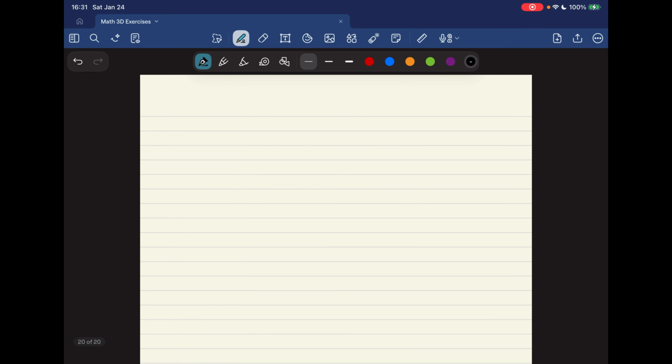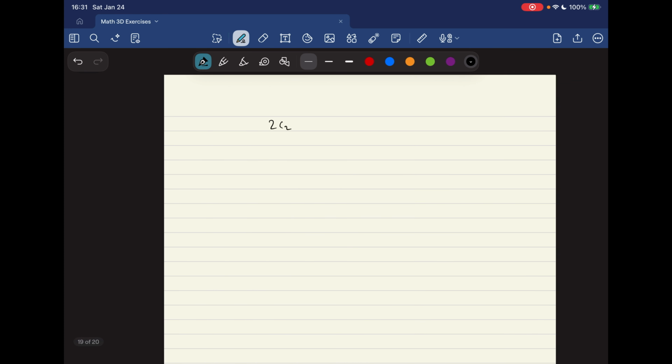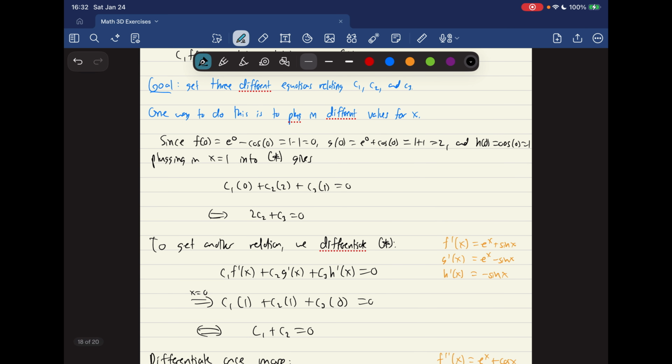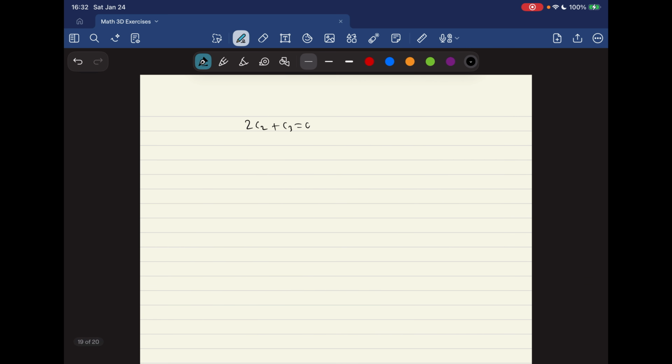So now we're here, and the equations we had were, let me remind us, 2c2 plus c3 is equal to 0. c1 plus c2 is equal to 0. And then finally, 2c1 minus c3 is equal to 0. So now let's attempt to solve this system.